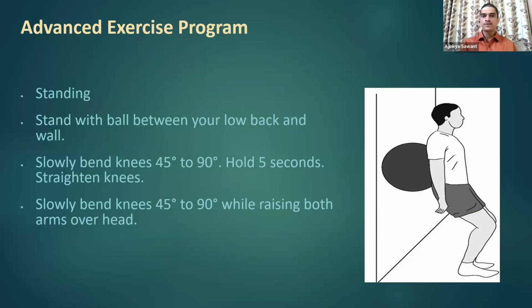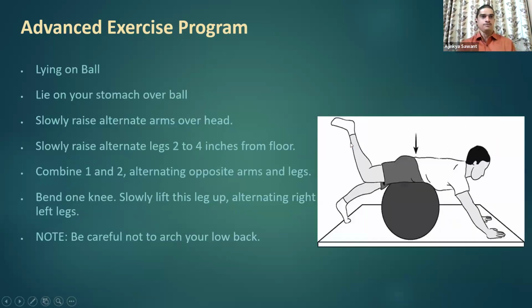Now, 45 to 90 degrees. Hold 5 seconds. Strengthen the knee. Slowly bend knees 45 to 90 degrees while raising both arms overhead. So in this position, you have to raise your arms overhead. If the patient is really good, then he can do.